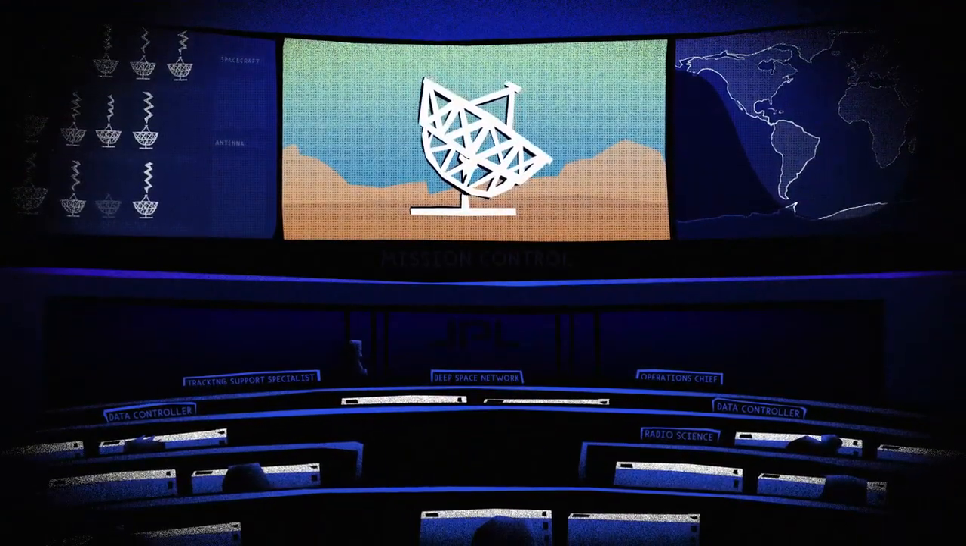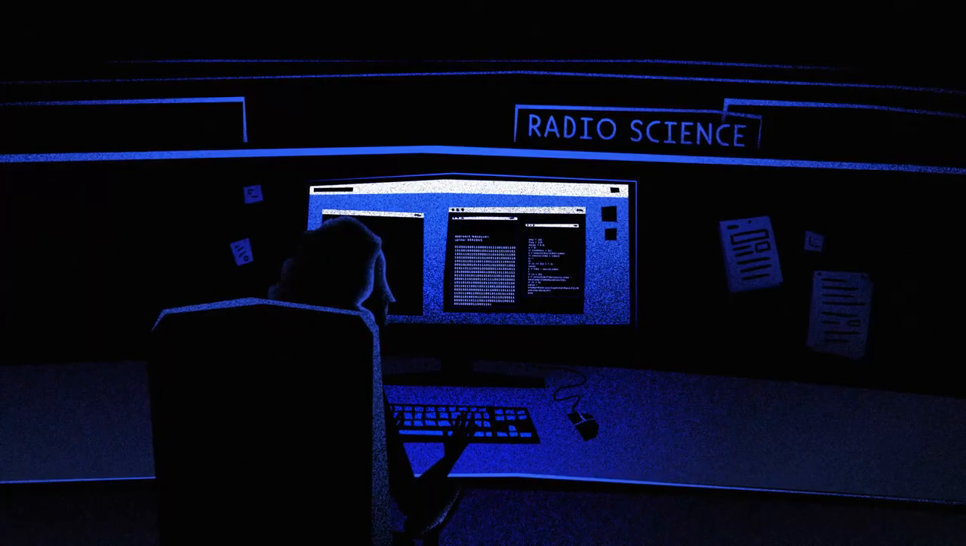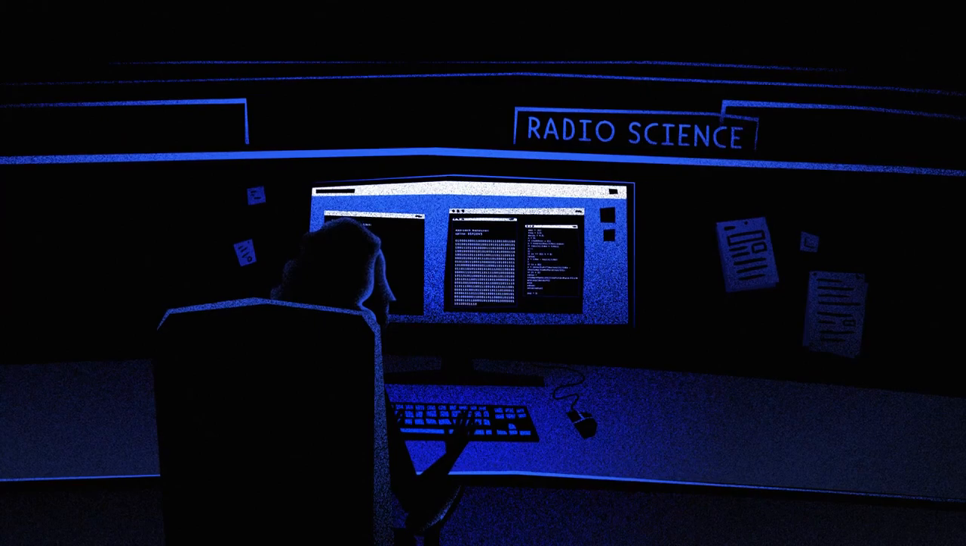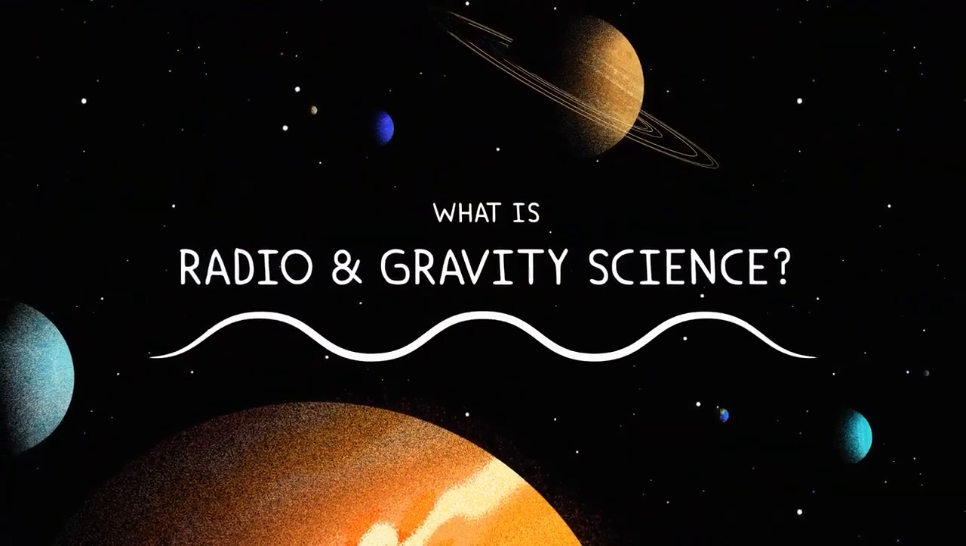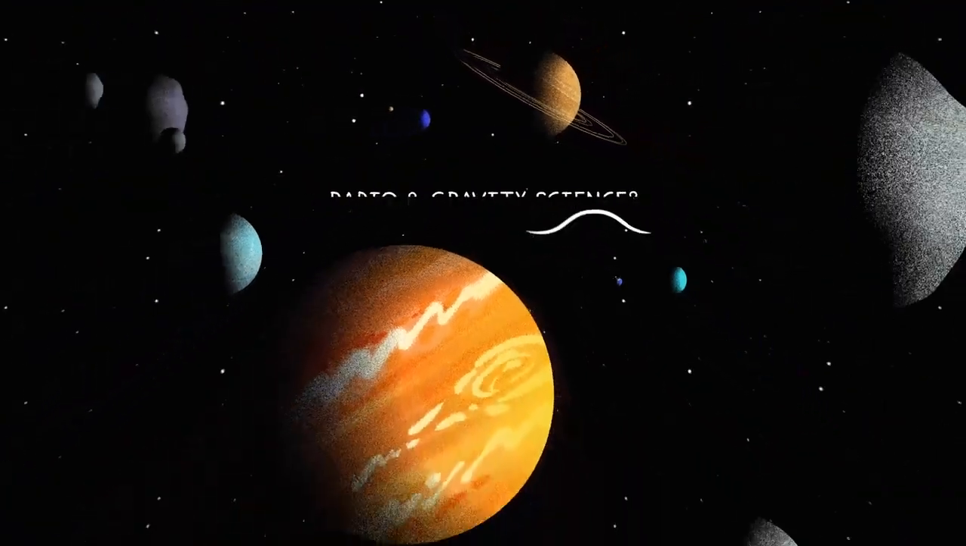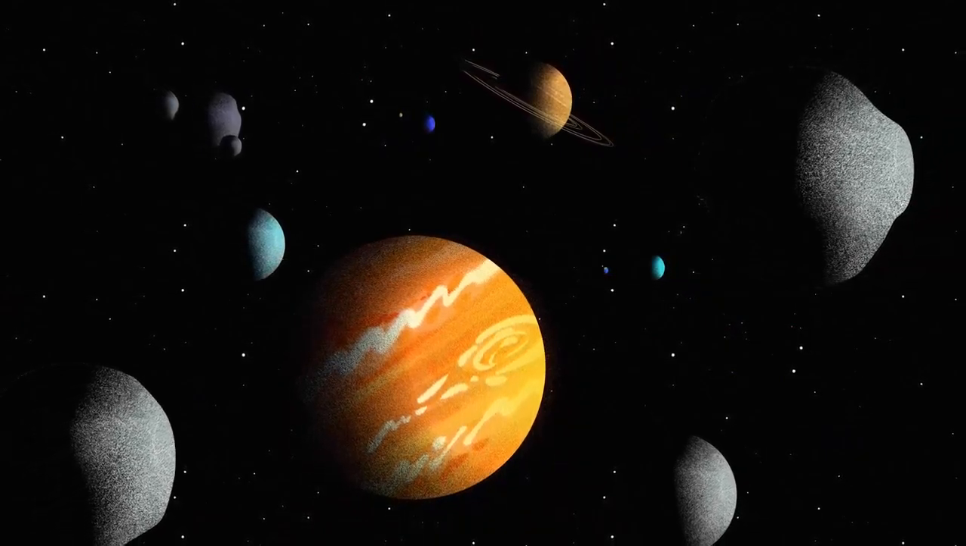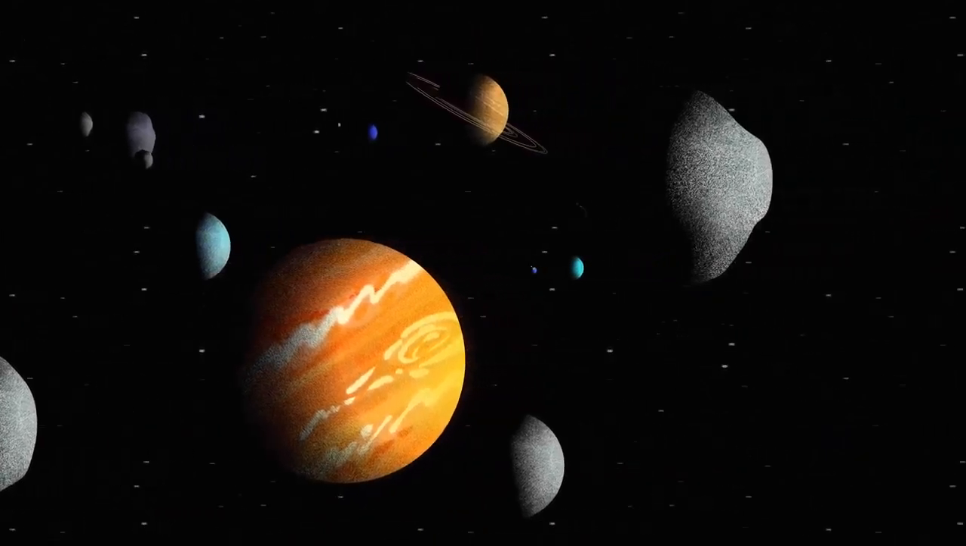In fact, scientists use the DSN to perform radio and gravity science experiments. But what is radio and gravity science, and how can it help us learn more about the planets, moons, and other small bodies in our solar system?